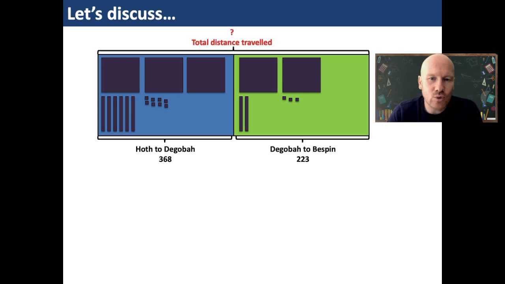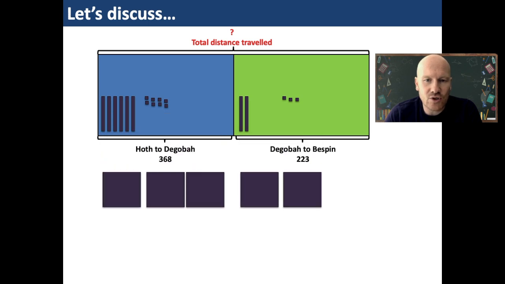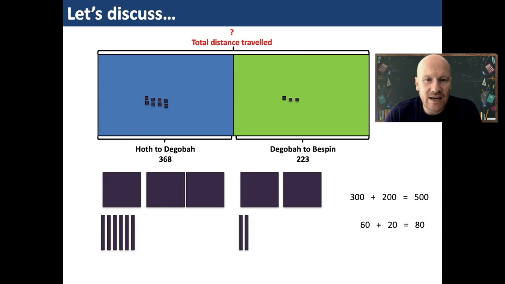Now, I can't add those two numbers together in one go. So what I'm going to do is break those numbers up to make it easier for myself. And I'm going to start by taking the hundreds from each number. I'm going to take that 300 from the 368, the 200 from the 223, and I'm going to add those together to get 500. The next thing I'm going to do is take the 60 and the 20 and I'll add those together to get 80, and then I can take the 8 and the 3 and add those together to get 11. And the last thing I have to do is add those numbers together.